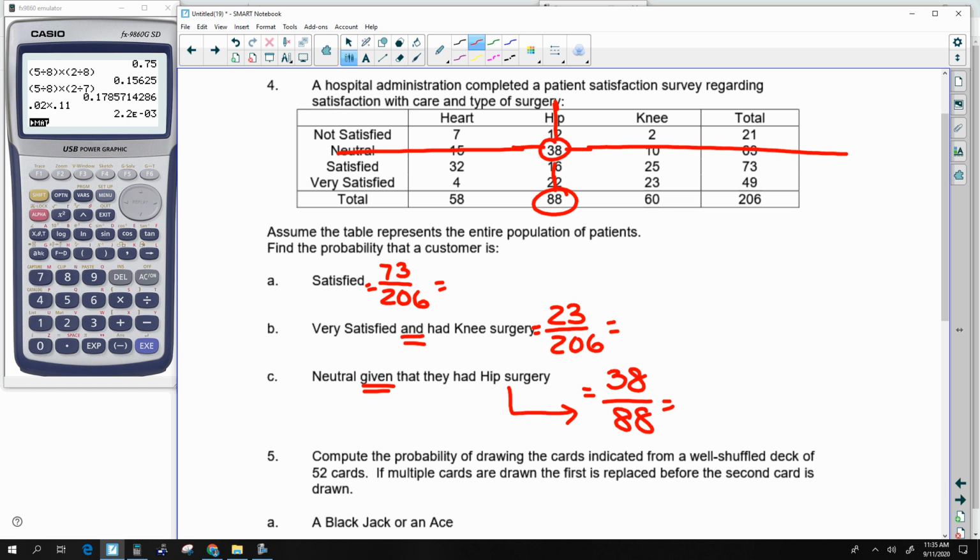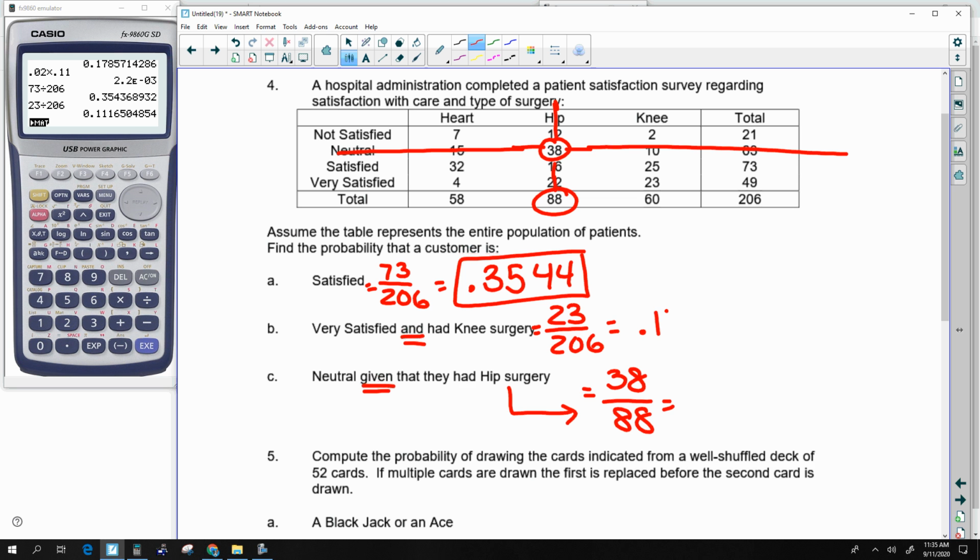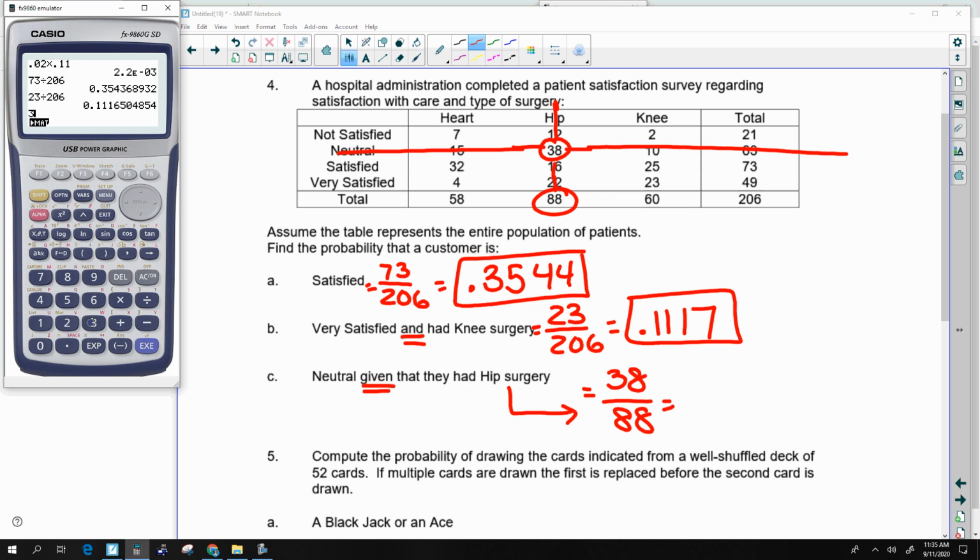All right. So what are these? So we got 73 out of 206. 23 out of 206. And 38 out of 88.